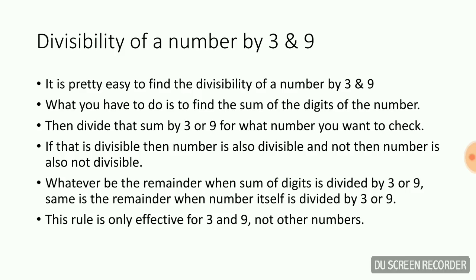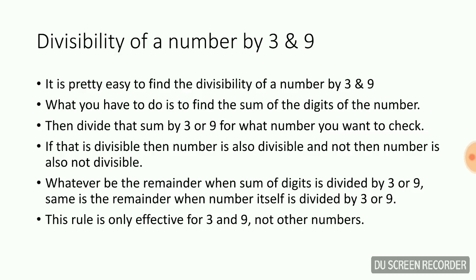Firstly, let us take the example of 253. And what is the digit sum? 2 plus 5 plus 3, which is equal to 10. So that is known as digit sum. Hope you understand it. Now divide that digit sum by 3 or 9, whatever number you want to check. I am only talking about 3 and 9.